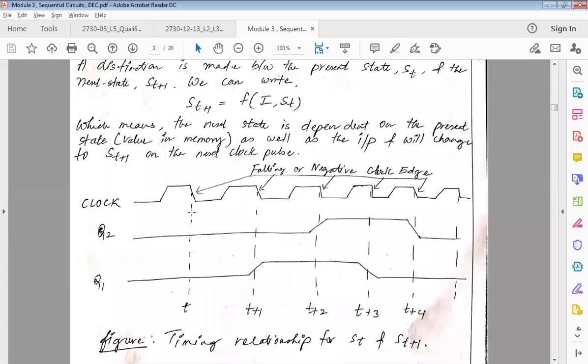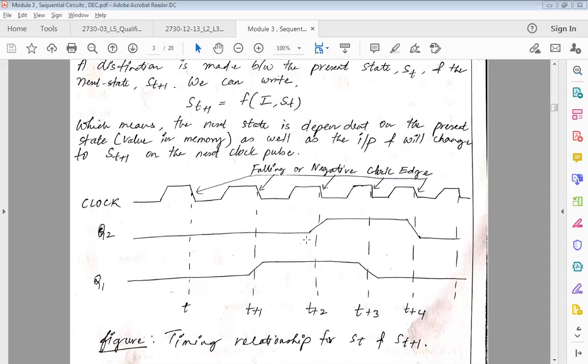Any doubts, students, till here? Please be interactive, do not just mute yourself and sit. No, sir. Okay, fine.